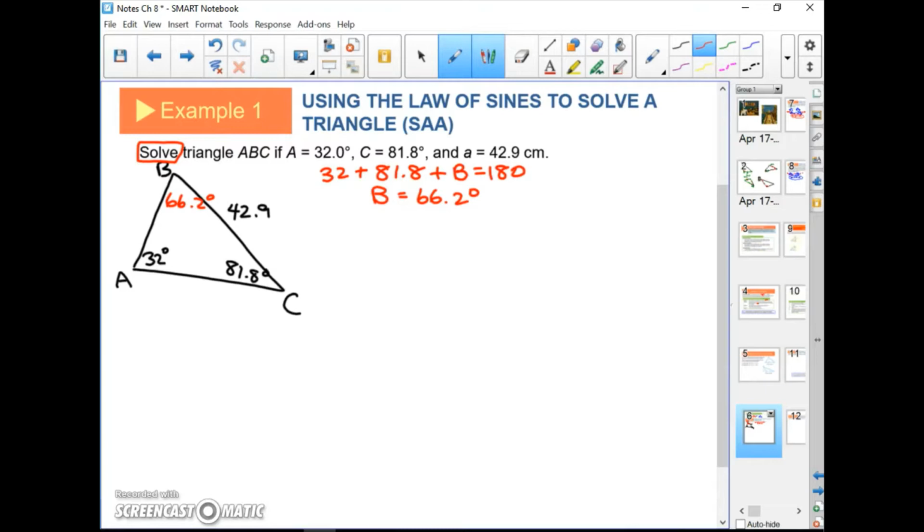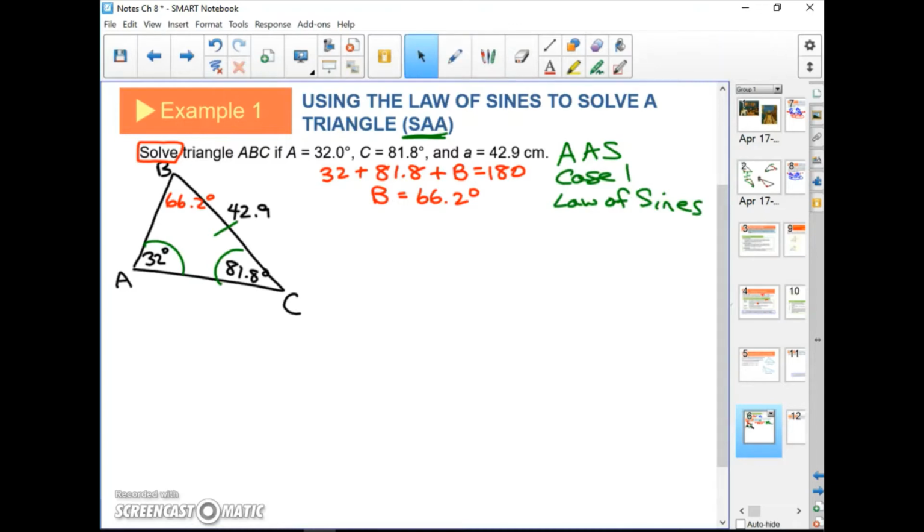Okay. I might have skipped a step. Before you even start solving, it's important for you to figure out which case it is. And you might notice there's an angle and there's a side. So to me, this problem looks like angle, angle, side, or like they said, side, angle, angle, if you go around backwards. But that's how I know this is going to be case one. Law of sines. We probably should start with that on one of these problems.